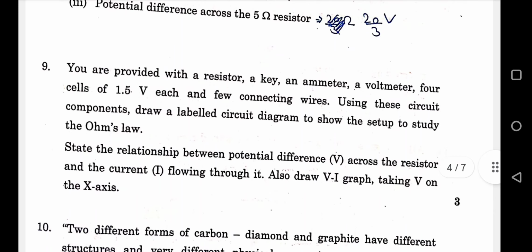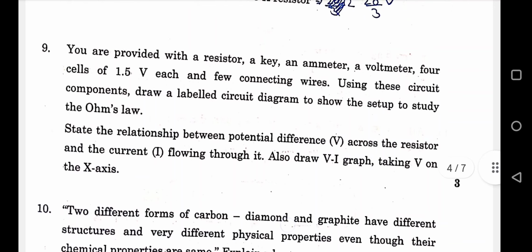Now question 9. They have given four cells of 1.5 volt, that is 6 volt, and a resistor, a key, an ammeter and a voltmeter. So we have to draw a very nice diagram. I think you can do that. And we have to state the relation between the potential difference and the current, that is V equals IR. And we have to draw the V-I graph, taking V on the x-axis. So we have to draw a linear graph.